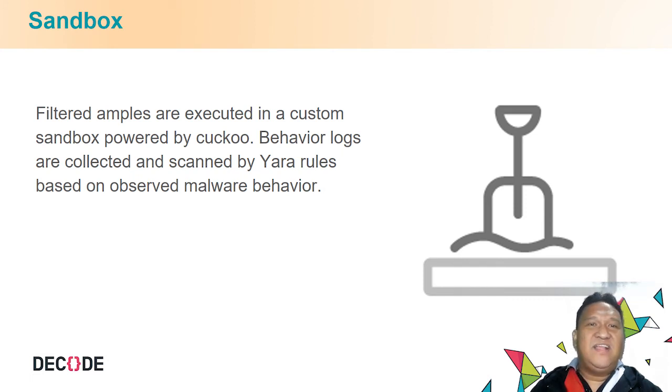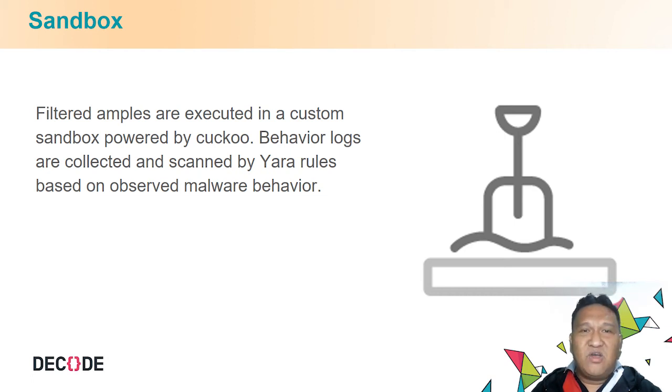Sandboxing. Filtered samples are executed in a custom sandbox powered by Cuckoo. Cuckoo Sandbox is free software that automates the task of analyzing any malicious file under a configured environment. Sandbox results produce a detailed report outlining the behavior of the file when executed inside a realistic but isolated environment. The behavior logs are collected and scanned using the Yara engine to determine the malware family based on behavior signatures. All of the results are sent back to the Elastic database.